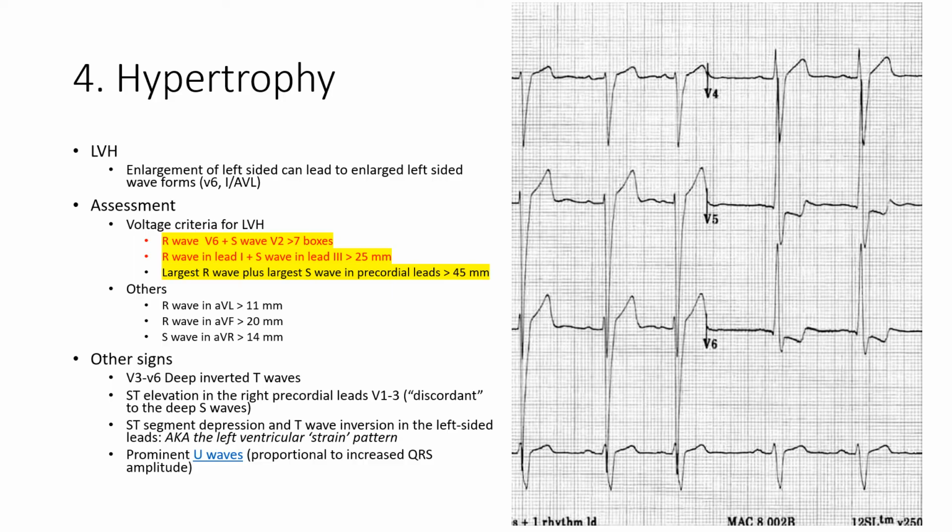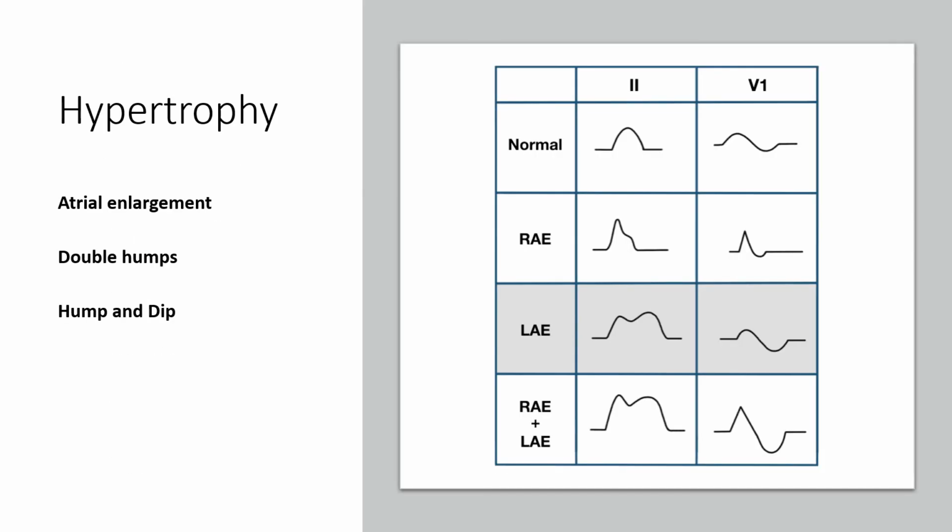You can also see some signs of atrial enlargement. These are some of the morphologies you might see in right or left atrial enlargement. We check in lead 2 and V1. Remember, V1 is most closely related to the right atria, so it's a good one to look in. Feel free to familiarize yourself with some of these morphologies.